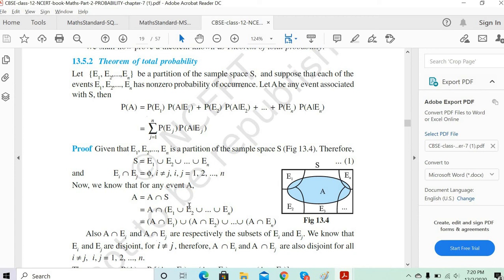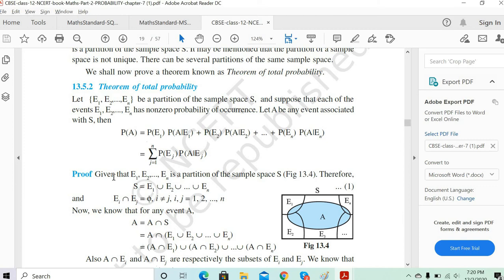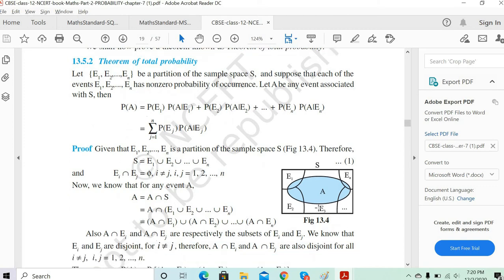Okay, let's get started with Bayes' theorem. Just come to 13.5.2 now: Theorem of the Total Probability. So you have drawn the figure 13.4 now. Let's draw the figure 13.4. Let's try to understand what we are talking about in this part.